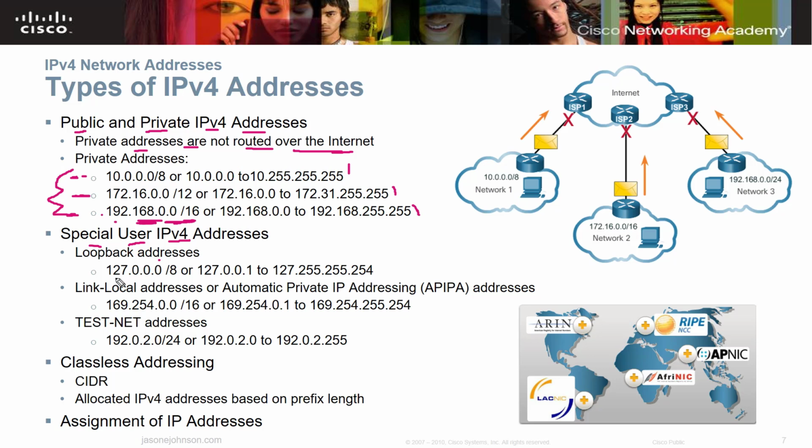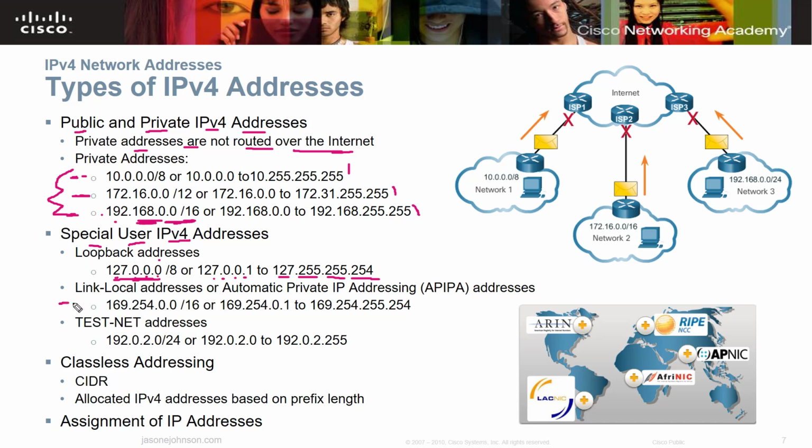Your loopback address is your 127.0.0.0. That's assigned to your NIC card, or 127.0.0.1 all the way up to 255. But if you're using your ping command and you ping 127.0.0.0, you should get a response back from your NIC card. If you don't get a response back from your NIC card, then something's wrong with your NIC.